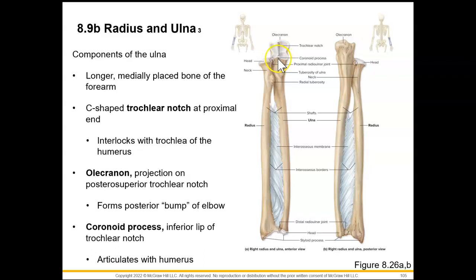More inferiorly, we have our coronoid process, and this is the inferior lip of the trochlear notch that'll articulate with the humerus.